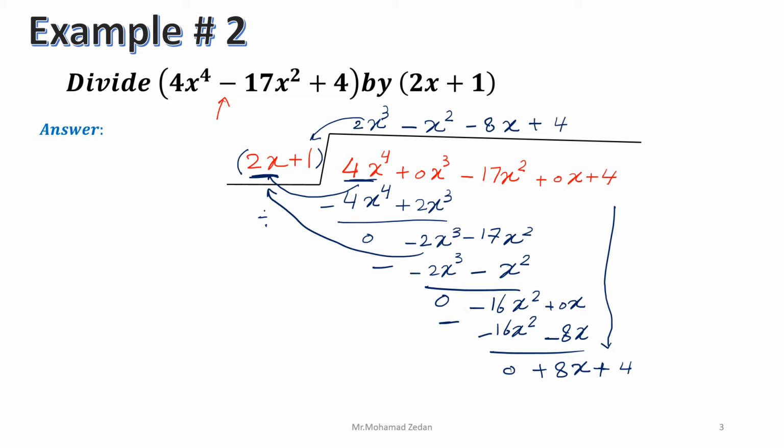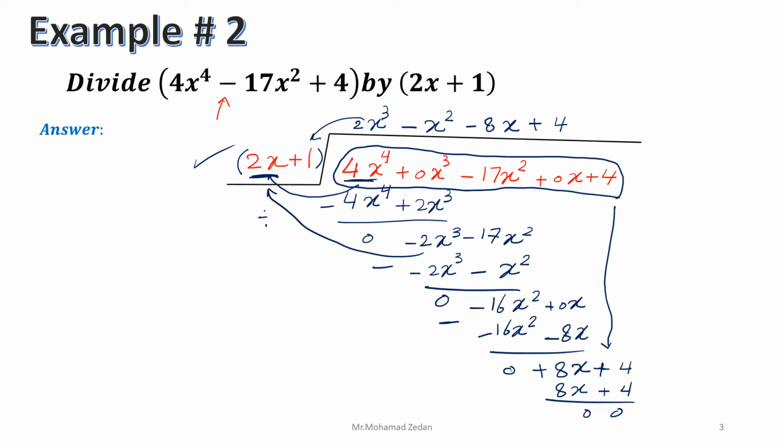Multiply back by 2x plus 1. You have 8x plus 4. So really, 2x plus 1 is a factor of this polynomial, 4x to the 4 minus 17x squared plus 4, because when I divide the polynomial by 2x plus 1, I get a remainder of 0. This is the way we do long division for algebraic expressions.